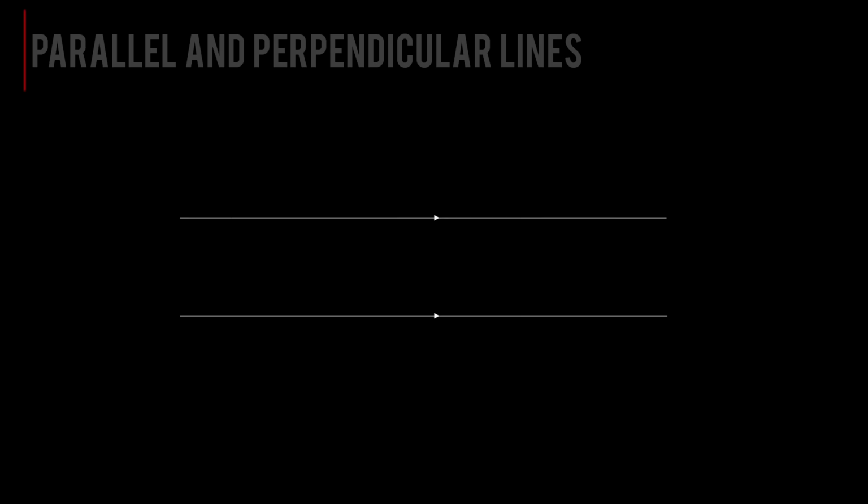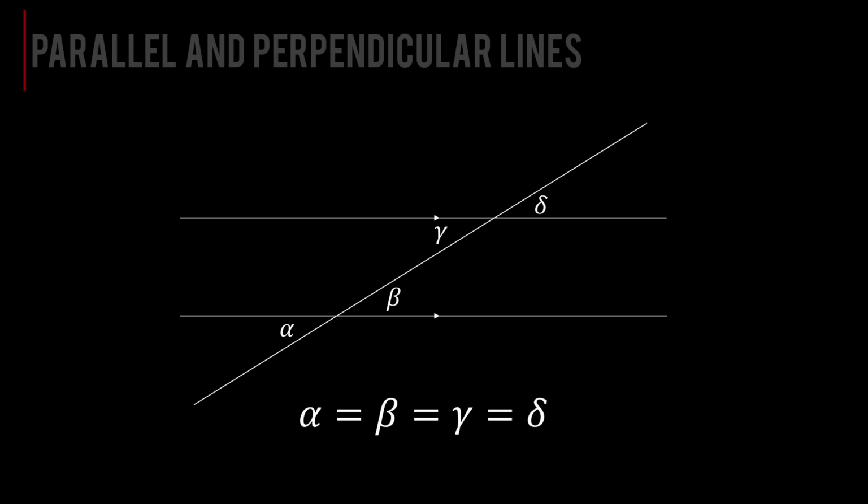Now, let's look at some principles of parallel and perpendicular lines. So to start out with, let's define two parallel lines here, indicated by the arrows that are in the middle. These are parallel, and we're going to have some line that goes through both of them. Now, defining these angles alpha, beta, gamma, and delta, we can see that alpha is equal to beta, which is equal to gamma, which is equal to delta. And so we can replace all of these with some angle of theta. So that's an important principle of parallel lines.